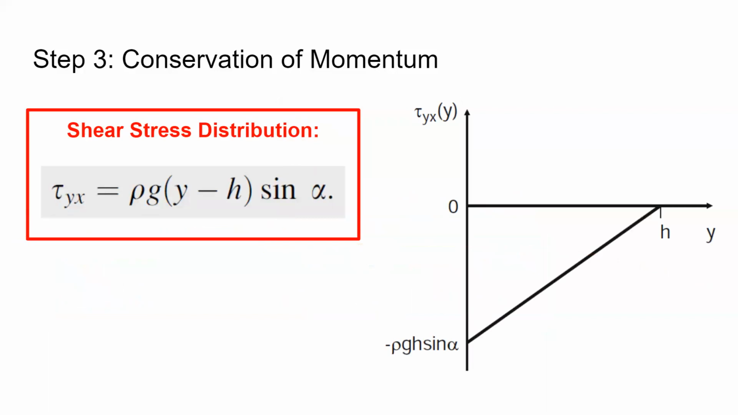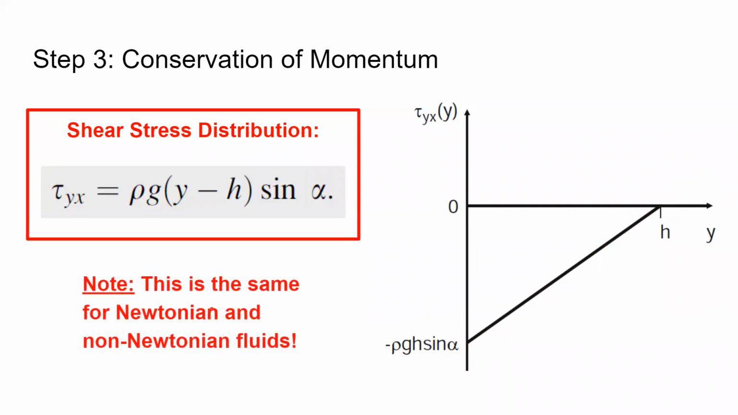It's this graph on the right side for you. You can see that the shear stress is actually linear. It goes from 0 all the way to negative rho g H sine alpha. This is at position 0, and then this is at H, which is the liquid-gas interface, which makes sense. Great. We also know that this is the same expression for Newtonian and non-Newtonian fluids. We didn't specify anything about the type of fluid in deriving this relationship, meaning you'll still get this expression for Newtonian and non-Newtonian fluids.